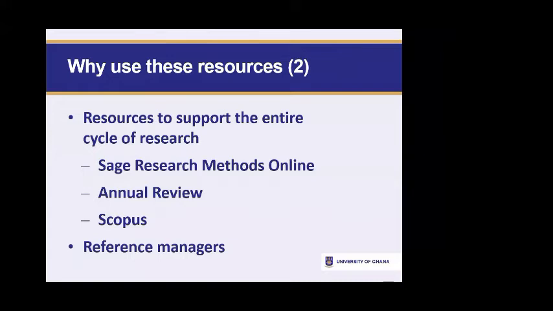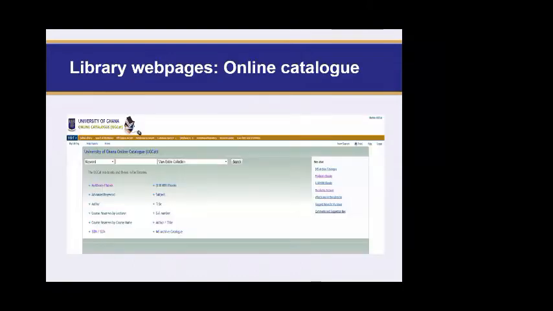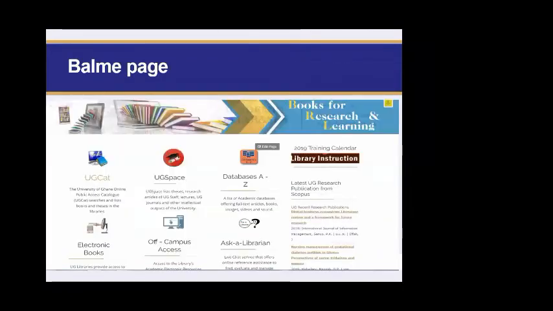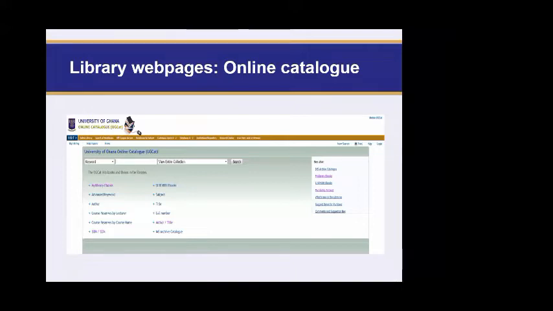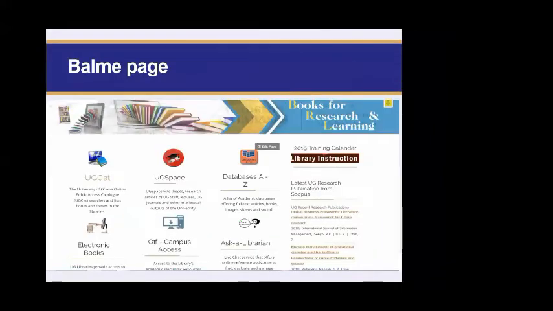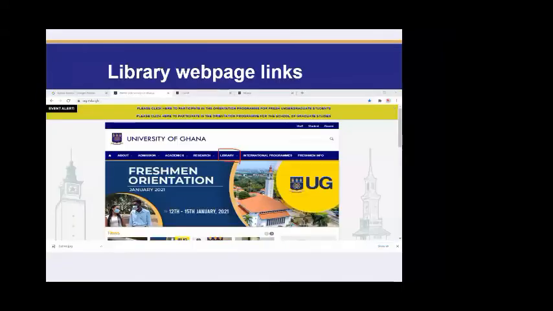So these are some of the materials. Sage Research Methods Online, which sometimes gives you some techniques on how to conduct research, literature review and all that, Annual Reviews, Scopus. So look at all this. Okay, so these are the web pages. This is the catalog, which helps you to search for physical books to be sure they are available and which library they are in. And this is also the web page screenshots of the e-resources website, which we'll be visiting pretty shortly.